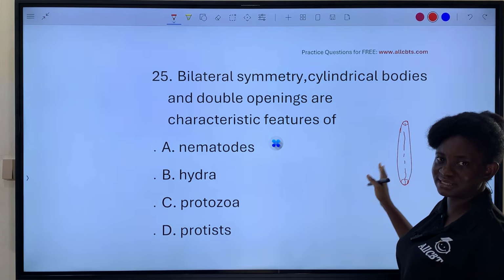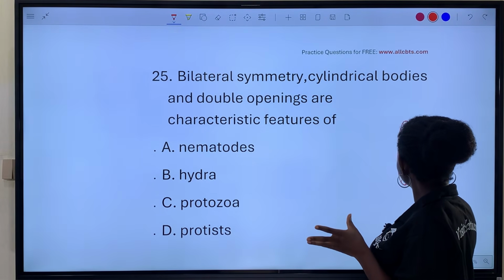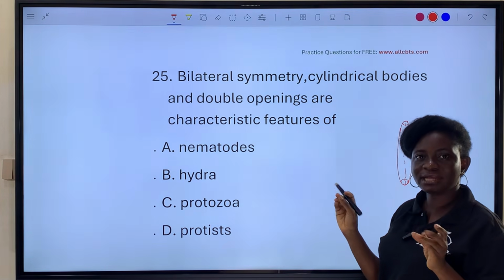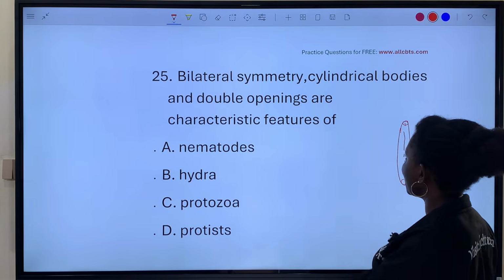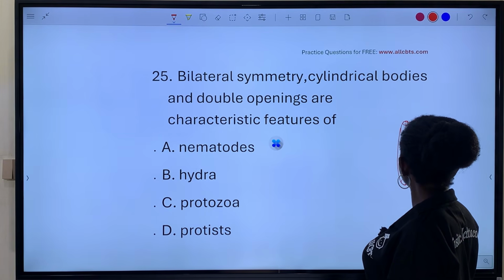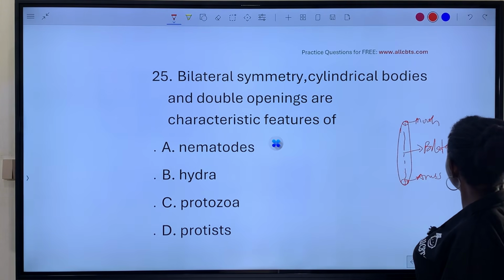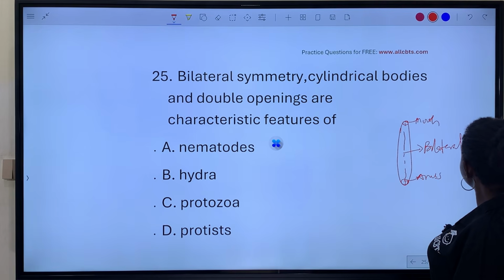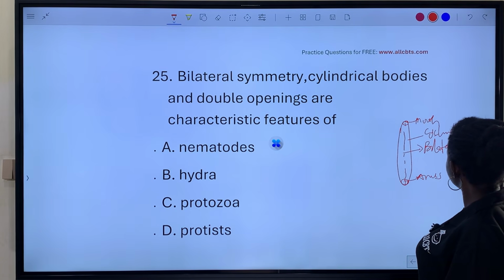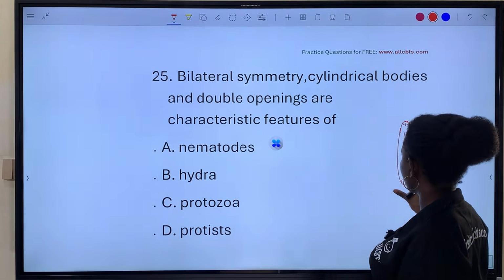So what does this signify? It looks mainly like a worm. If you look at it, it has a worm-like shape. So let's say this is the mouth, this is the anus. So this is the bilateral symmetry, and this is the cylindrical body. So this looks more or less like a worm.